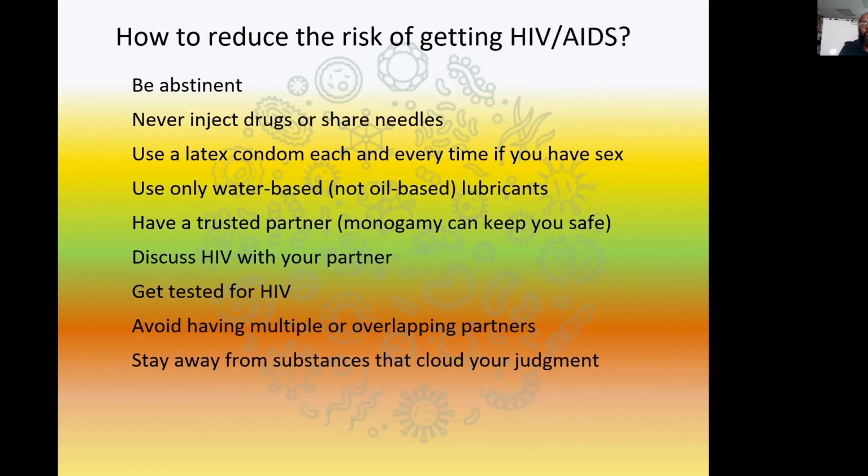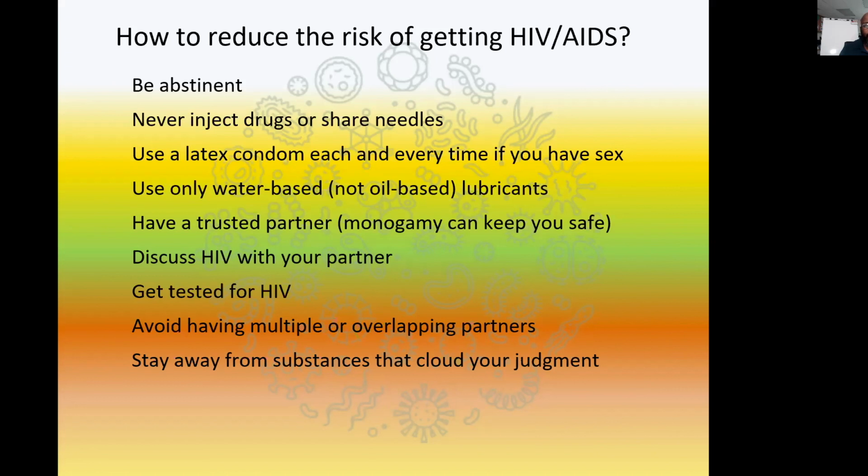And stay away from substances that will cloud your judgment, so drugs and alcohol. If you are using these substances, they may cloud your judgment. You may not think as clearly as you would otherwise, and that can lead you to making some decisions that could cause complications for your life and your future.